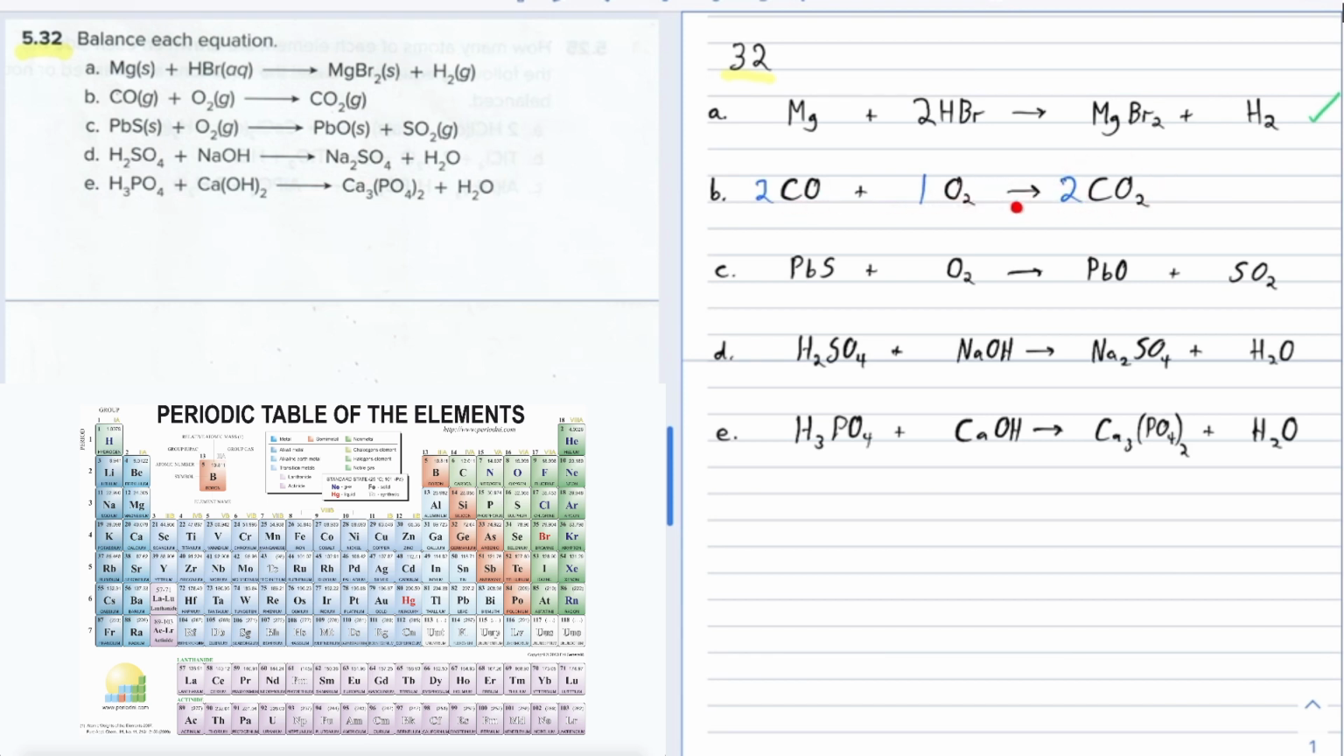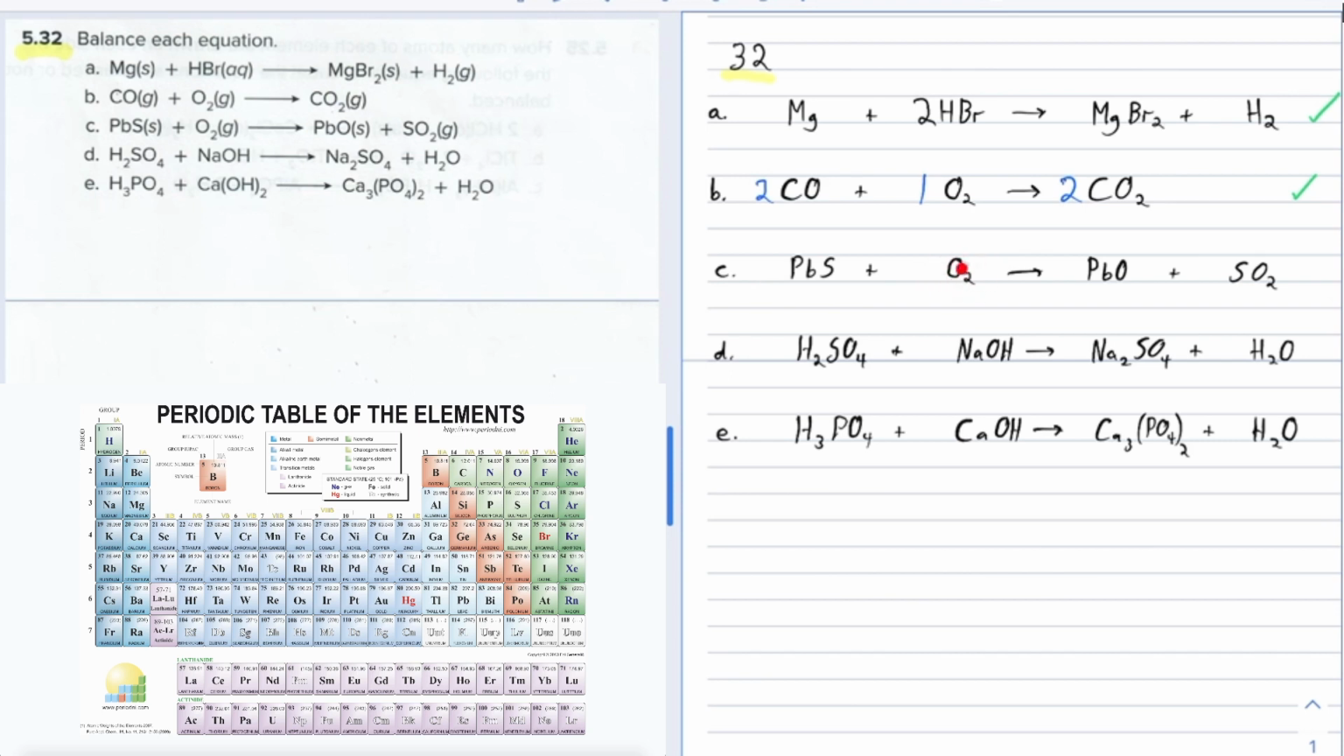You could have just played around with the numbers. So now you got 2 carbons, 2 carbons, 2 times 1 plus 1 times 2 is 4 oxygens on the left, 2 times 2 is 4 oxygens on the right. So rather than doing it all complicated like I did, I might just play around with the numbers, you know.